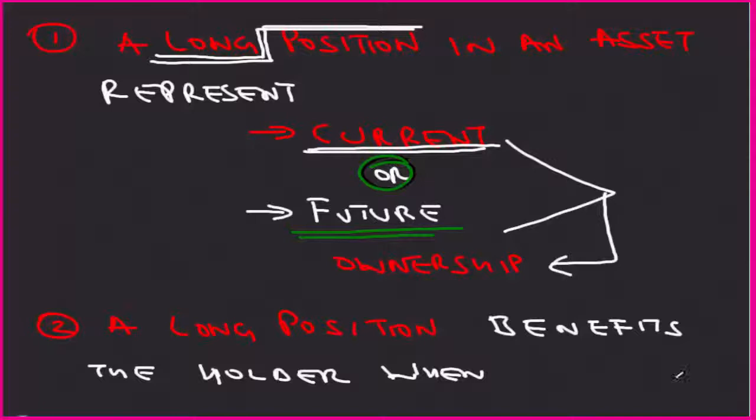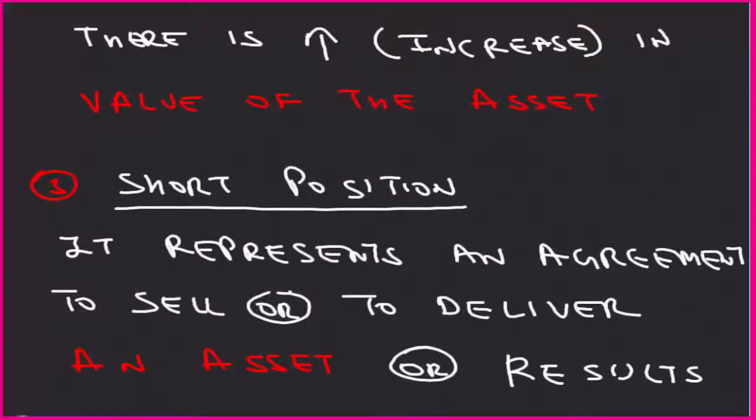A long position benefits the holder when the prices increase, when there is an increase in the value of the asset. Mr. Ramlal was of the view that today the price is $100 and it will increase to $150. That $50 is the profit. It means a long position is at a beneficial point when the price increases.